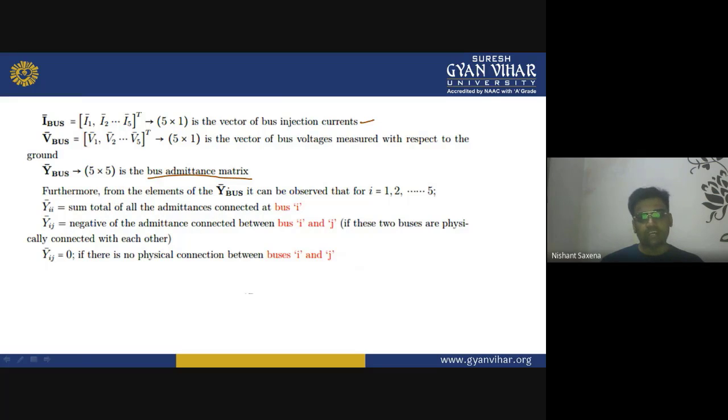Now, furthermore, from the elements of Y bus, it can be observed that I is equal to 1, 2, 3, 4, and 5, the number of buses we are having in the system. And if we are representing YII, here we were having Y11, Y22, Y33, Y44, Y55. So basically, these are the sum of the total of all the admittances connected at bus I. Look at this diagram again.